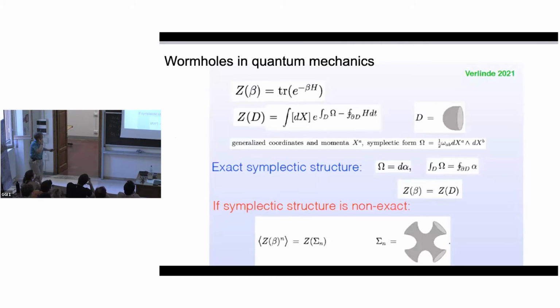So as I mentioned, the starting point is this work by Herman Verlinde from last year, where he considered wormhole-like structures in very simple quantum mechanical models. The point is as follows. Consider the partition function for a thermal quantum mechanical system. Now, writing this as a path integral in phase space, where the phase space is composed of generalized coordinates and momenta, capital X.